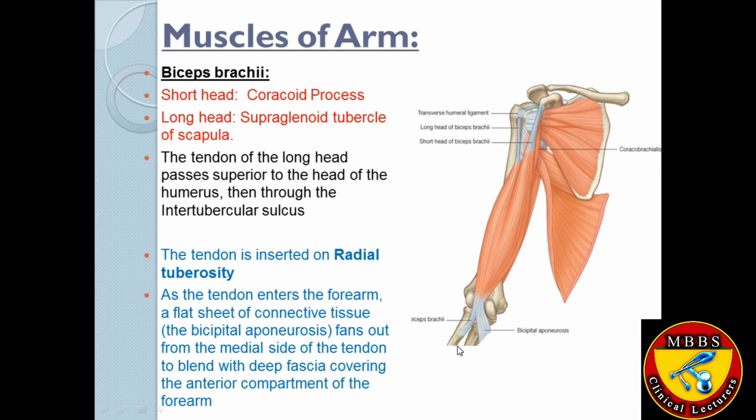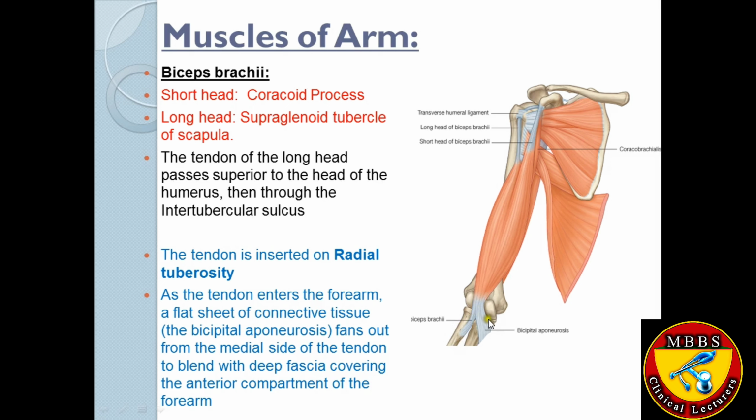Now in the forearm there are two bones, radius and ulna. The radius is on the lateral side. It has an elevation which is called the radial tuberosity. The tendon converges and is inserted into the radial tuberosity.